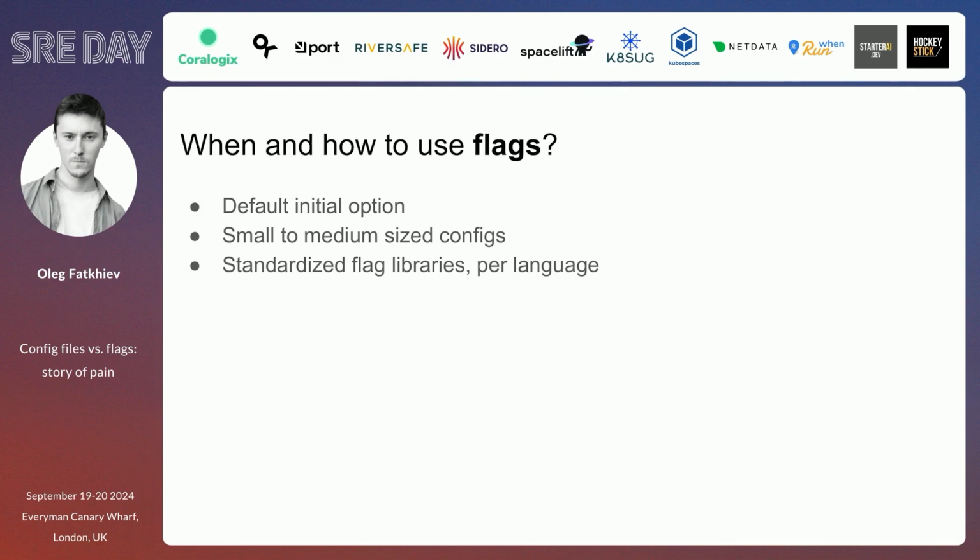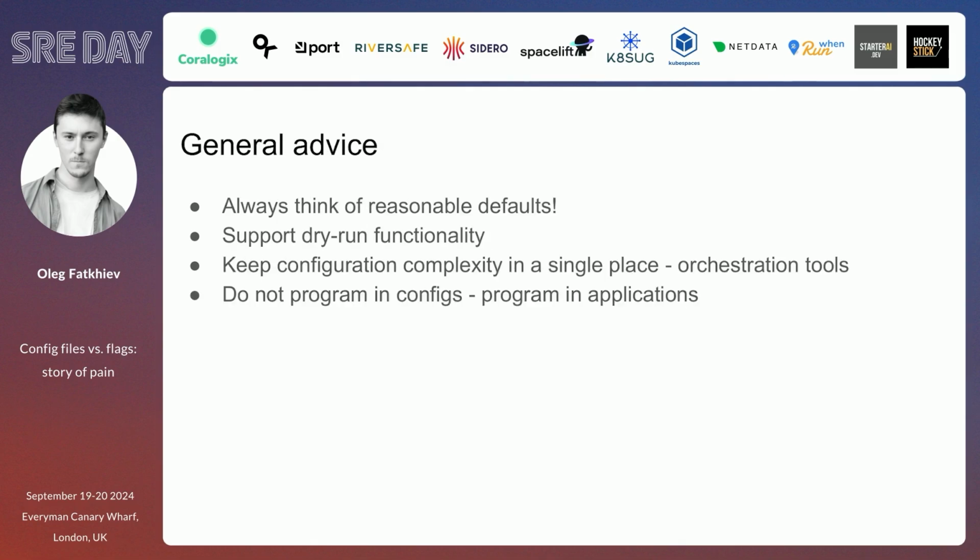How to use flags? I would say just use them everywhere as much as possible by default. But still, if the config is huge, prefer to use config files. If you use flags, standardize flag libraries per language. Do not use different flag libraries for different things, because it's going to create inconsistency again. And some general advice on configuration in general.